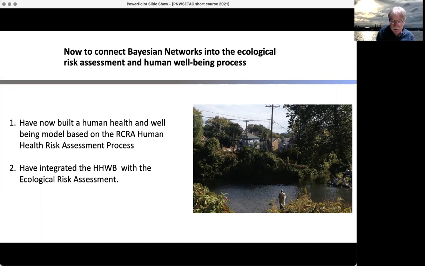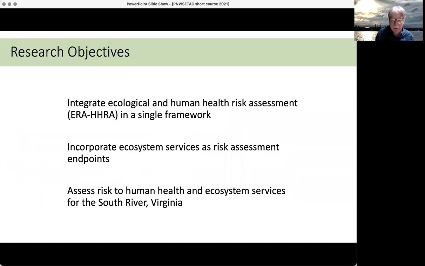What we're going to focus on is the use of Bayesian networks, not just for eco, but to also integrate human and ecological components into an integrated assessment. So our objectives in this particular study were to integrate human health and eco into a single framework, think about ecosystem services as the endpoints, and look at human health and ecosystem services for this part of the South River in Virginia.